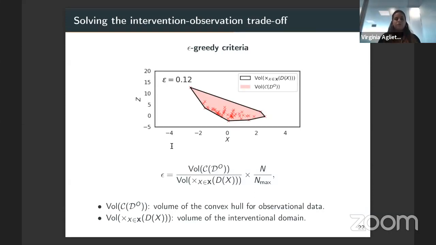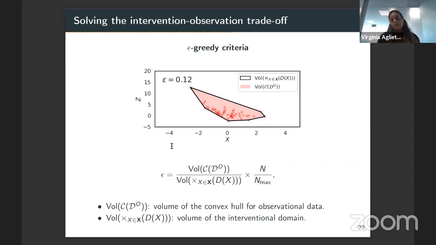On top of that, there's another element that we need to consider. At every step, we need to decide not only on which set we want to intervene, but also if we intervene. Indeed, on the one hand, we can decide to observe the system a bit more, collect observational data, and update the prior. On the other hand, we might decide to intervene and then collect interventional data. So how are we going to do that? We do that with an epsilon greedy criterion. And the epsilon is proportional to how much of the interventional range is covered by the observational data. So how much data I have, but also how much I can cover by just sampling from the system.